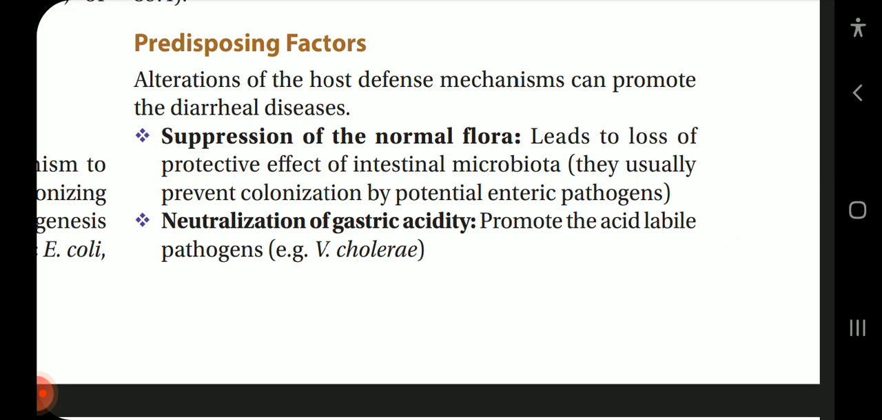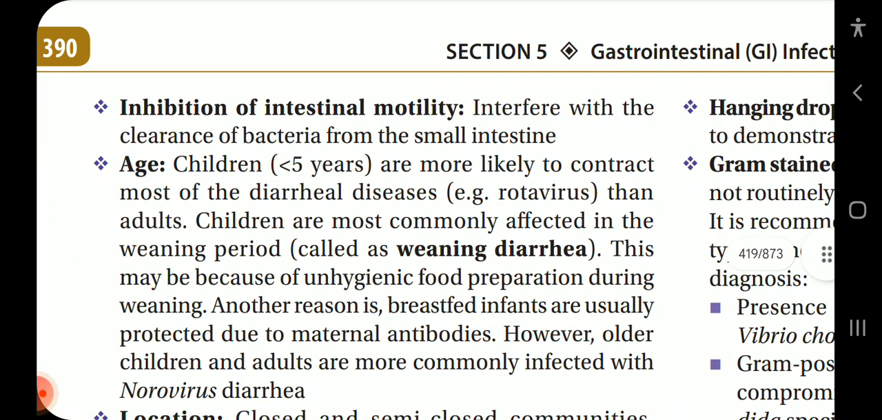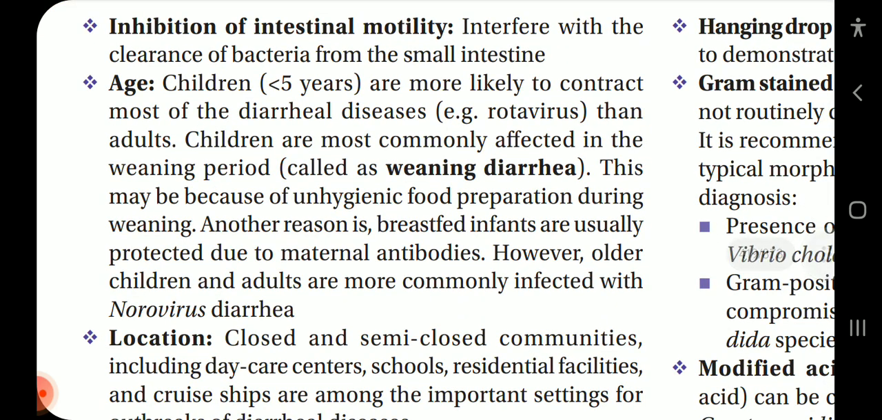Alteration of the host defense mechanisms can promote the diarrheal diseases. Suppression of the normal flora leads to loss of protective effect of intestinal microbiota. They usually prevent colonization by potential enteric pathogens. Neutralization of gastric acidity promotes acid-labile pathogens, for example Vibrio cholerae. Inhibition of intestinal motility interferes with the clearance of bacteria from the small intestine.